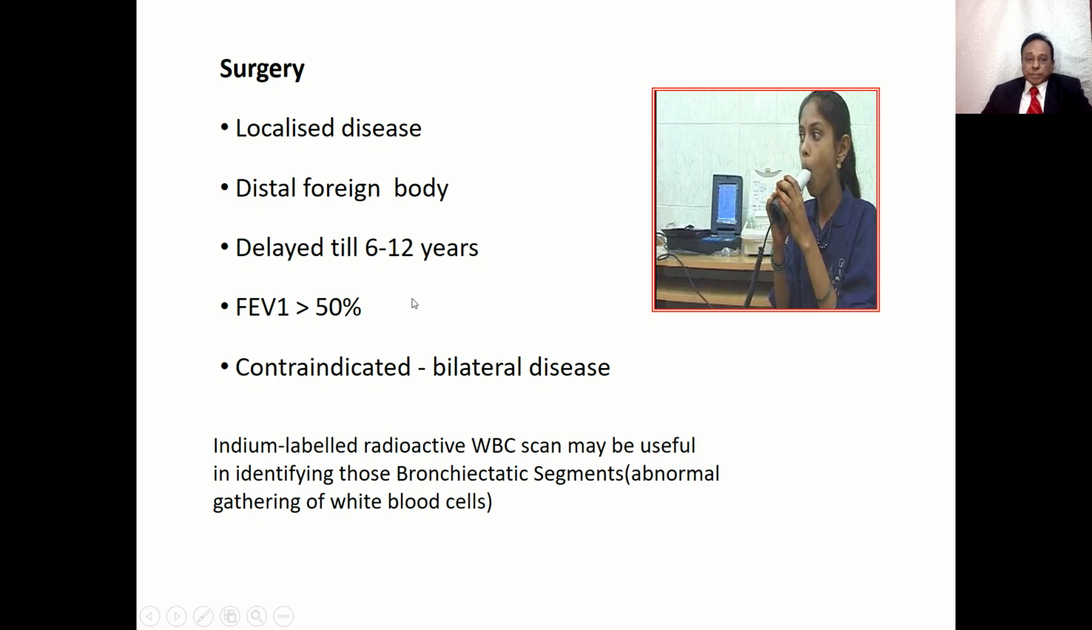Before doing surgery, you have to do lung function tests. Actually, this FEV1 should be more than 40 to 50%. If it is less than that, you have to be very careful, because you have to do all the medical treatment, and once you can make the child's FEV1 above 50%, only then you go for surgery. And if it is going to be a bilateral bronchiectasis, I think surgery is contraindicated.